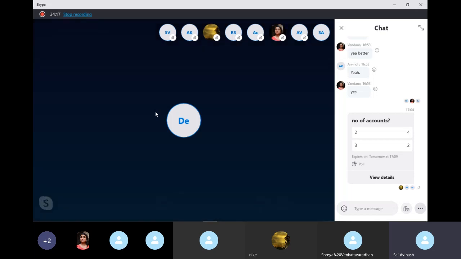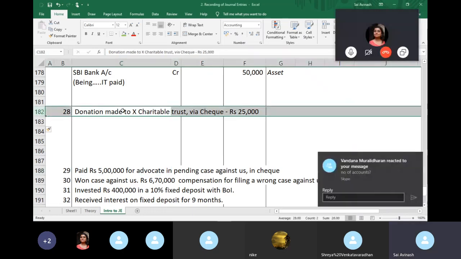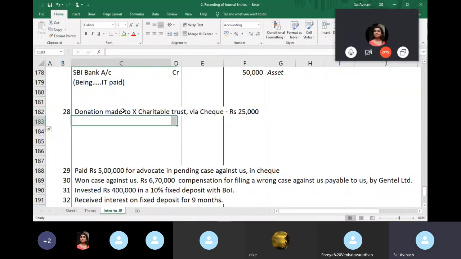Let me explain it. So what is this transaction telling me? It's telling me that I'm making a donation. I'm giving a check to somebody, right? There's this charitable trust, and my business is a good business. I want to help the society. I want to give back. So I'm donating some money to charity, right?